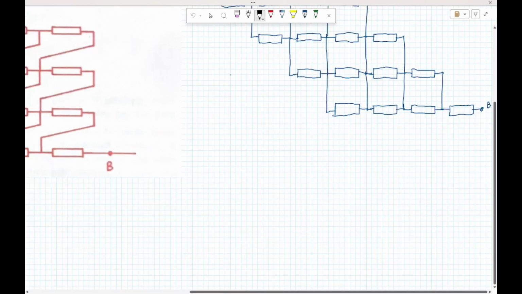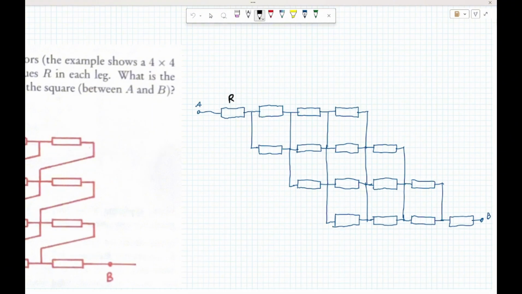So if we do that, we know that the first one has a resistance of R. We know that this one has a resistance of R over 2. There are 3 resistors here, so we have R over 3, R over 4, then again R over 3, then R over 2, and then R. So we would just add all those up: R plus R over 2 plus R over 3 plus and so on, plus R. And that would be the total resistance, Rn, let's call it.